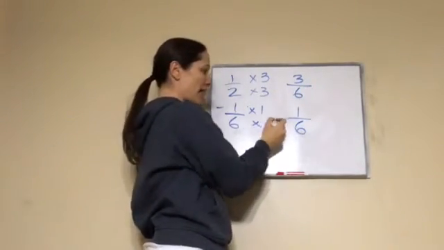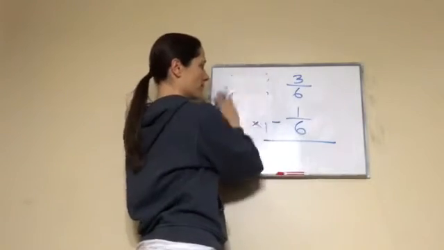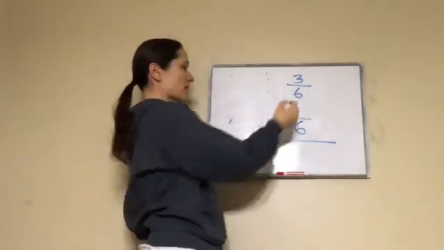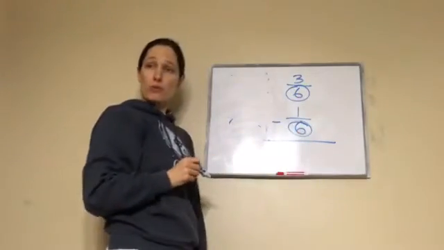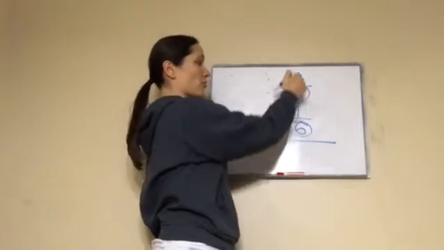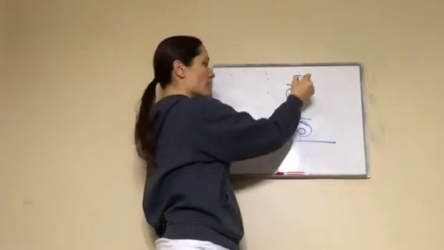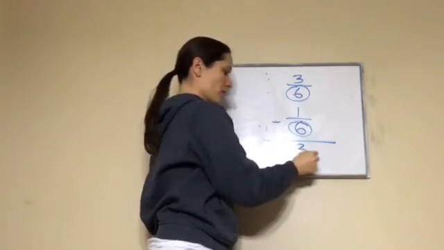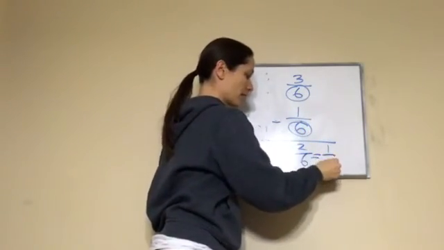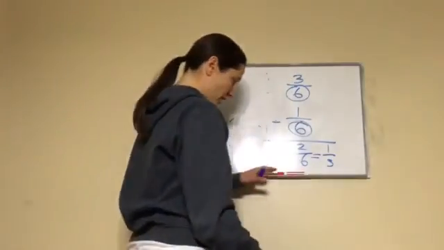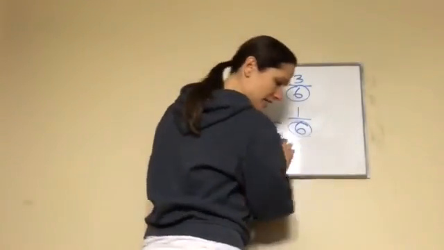So now, can I perform this problem? 3/6 minus 1/6. So basically we found a denominator that both of them would go into, and then we had to multiply to figure out our numerators. So what is 3 minus 1? 2. 6, bring down, and we'll reduce that, and it becomes 1/3. Got it? Feel like you understand it pretty good? Okay, that is lesson 55.